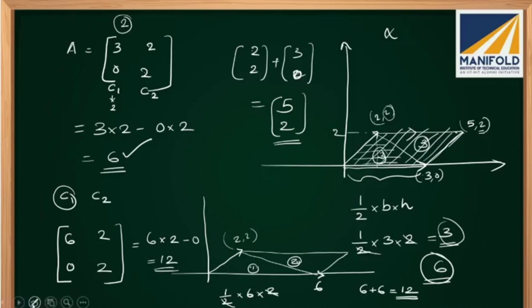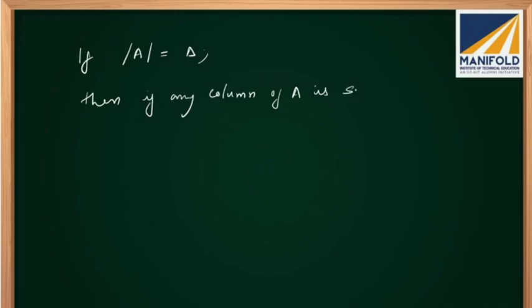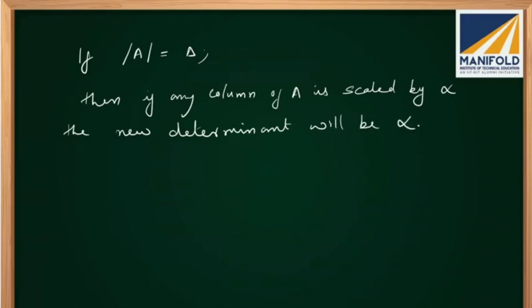We'll write it in the next slide. That is, if the determinant of A is equal to, let us say, delta, then if any column of A is scaled by alpha, the new determinant will be alpha times delta. This is what we have just proved.